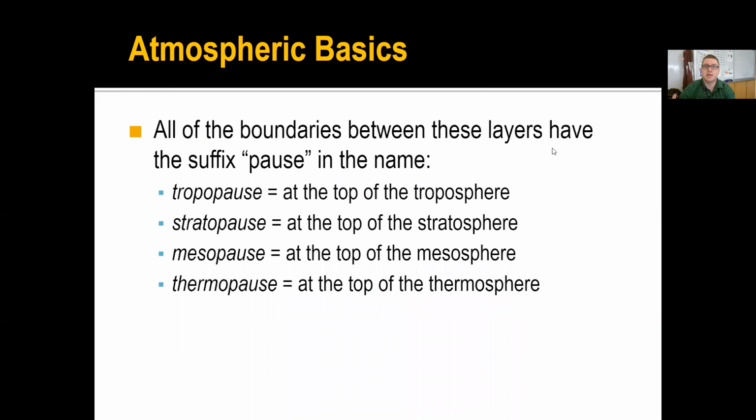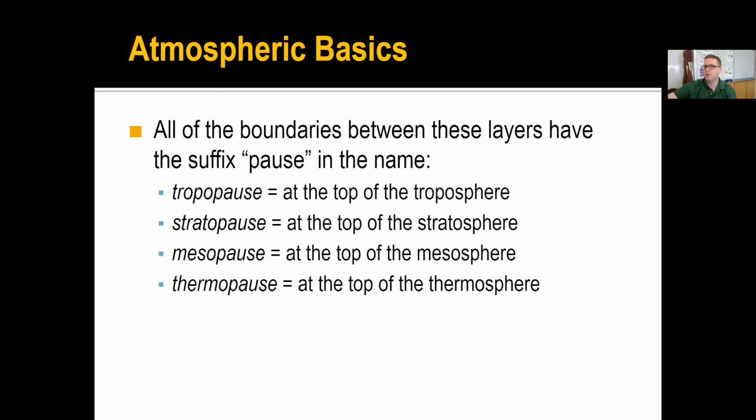Lastly, each of these layers has a boundary between them. And we use the word pause to indicate that boundary. So tropopause means you go all the way up through the troposphere and then you pause at the top. And then you enter the stratosphere. And you go all the way through the stratosphere and you pause at the top. Then you go all the way through the mesosphere, pause at the top.